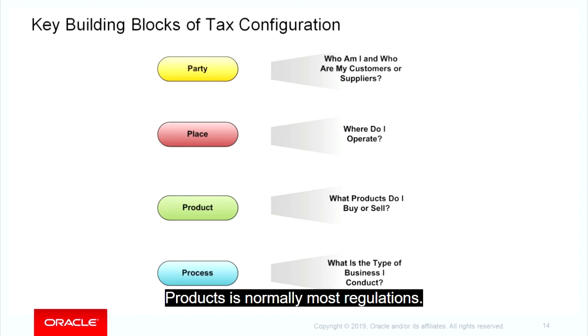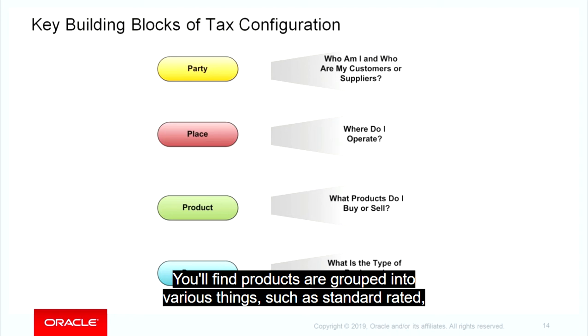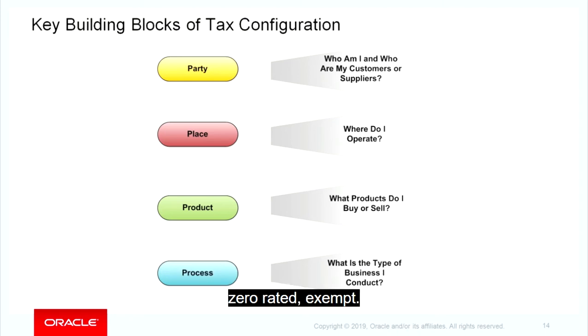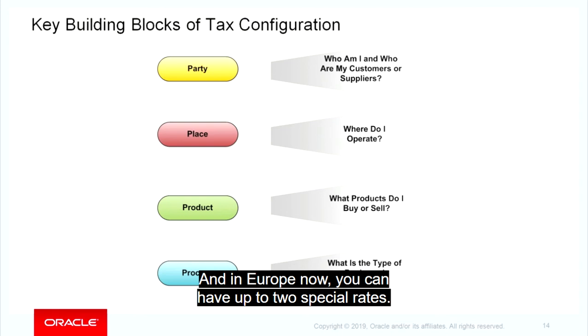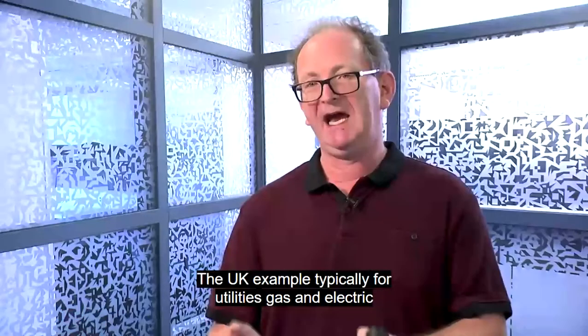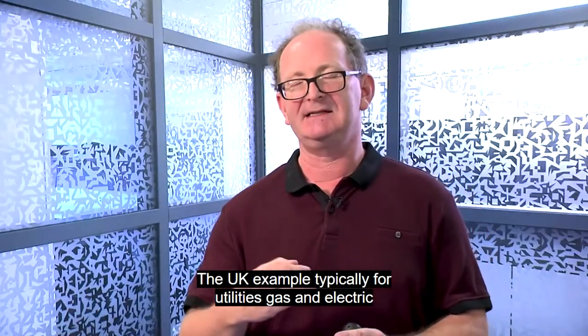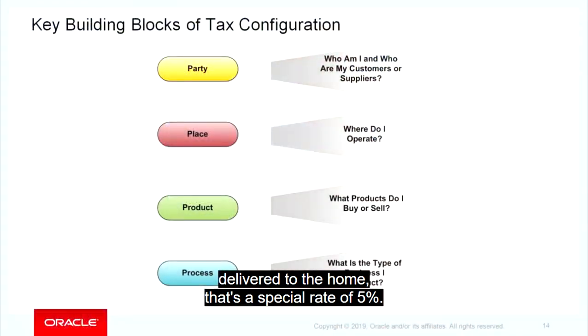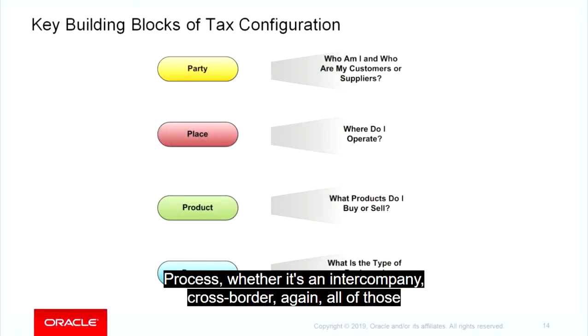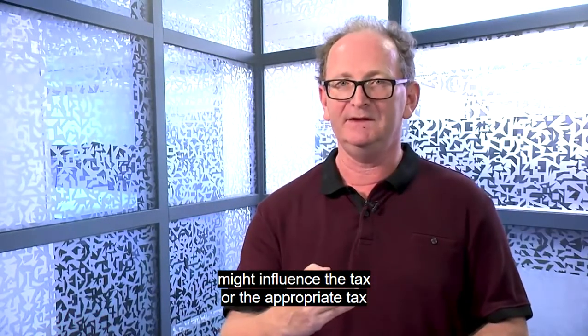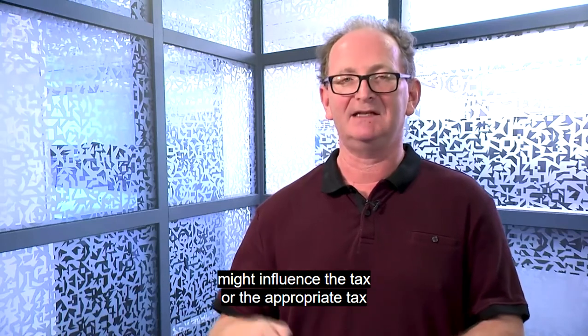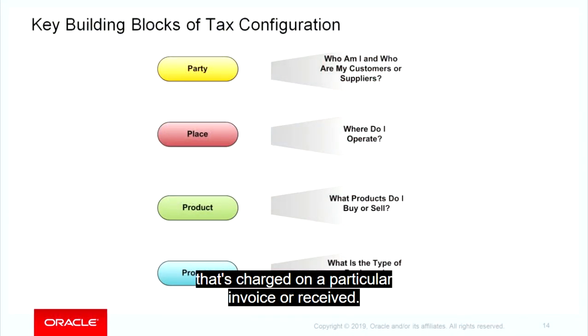Products is normally most regulations. You'll find products are grouped into various things such as standard rated, 0 rated, exempt, and in Europe now, you can have up to 2 special rates. So in terms of those special rates will be a reduced rate. The UK example, typically for utilities, gas and electric delivered to the home, that's a special rate of 5%. Process, whether it's an intercompany, cross-border, again, all of those might influence the tax or the appropriate tax that's charged on a particular invoice or received on a particular invoice from your suppliers.